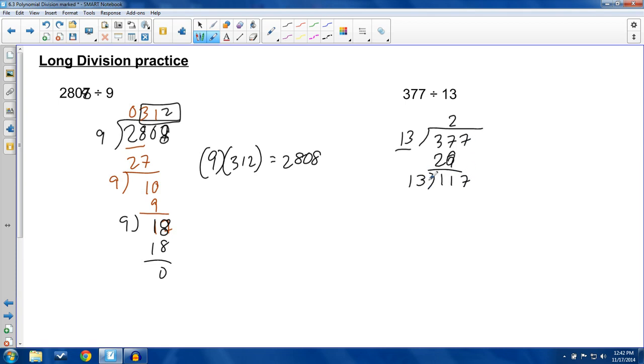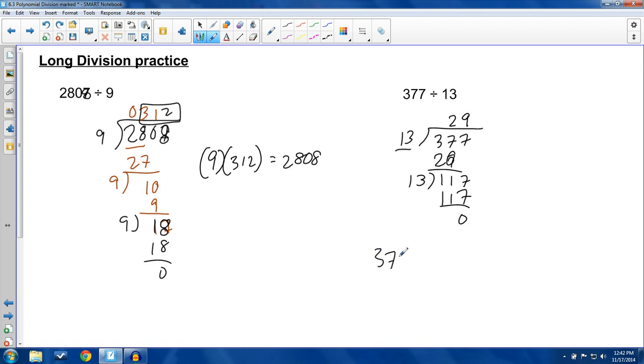Now again, 13 shouldn't have gone into 11. If it did, then you didn't count enough tens in here. Remember, this number's not 2, it's 20. How many times does 13 go into 117? I think it's 9. 13 times 9 is 117. Subtract, you get 0. So your answer is 29.